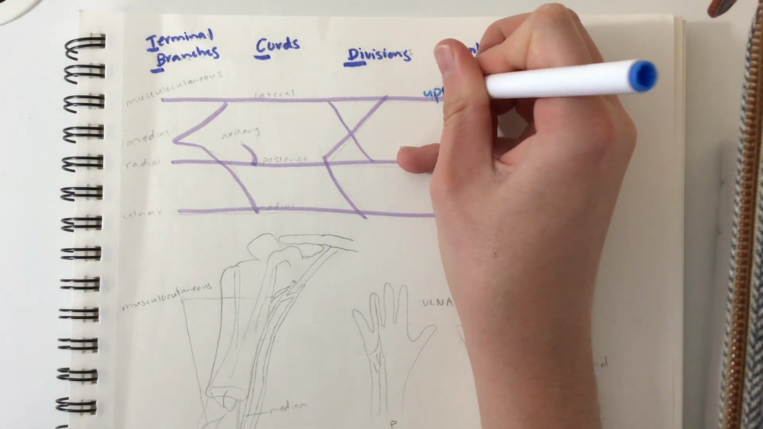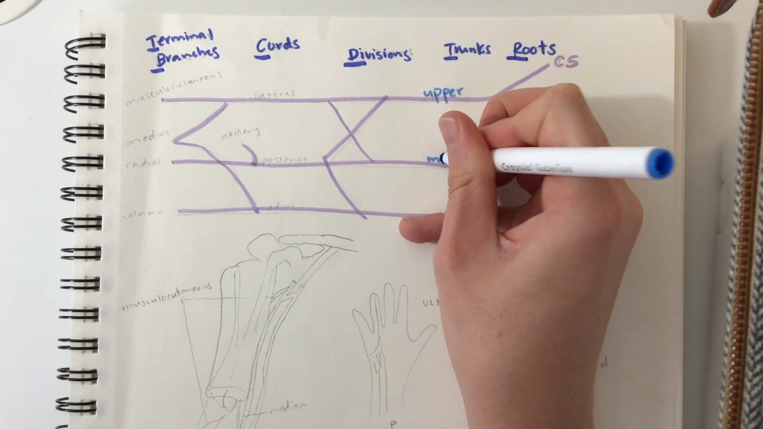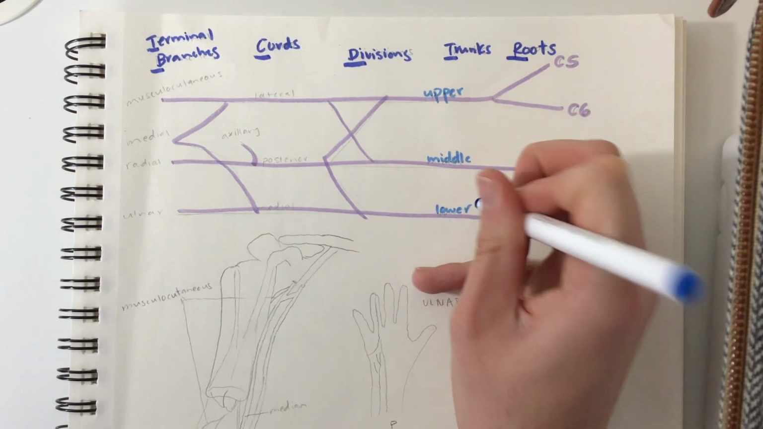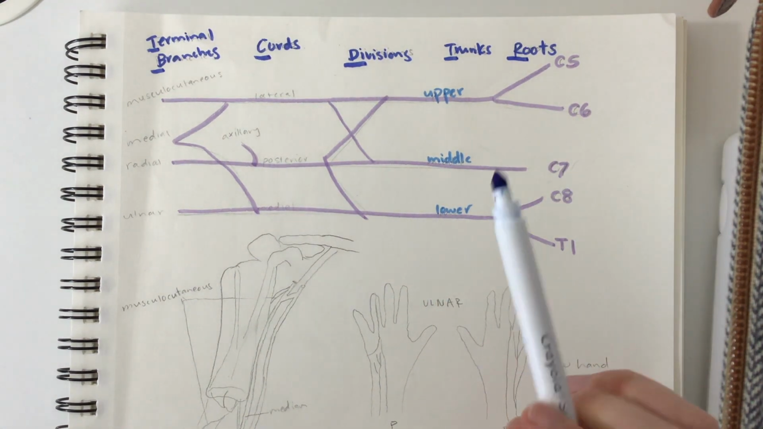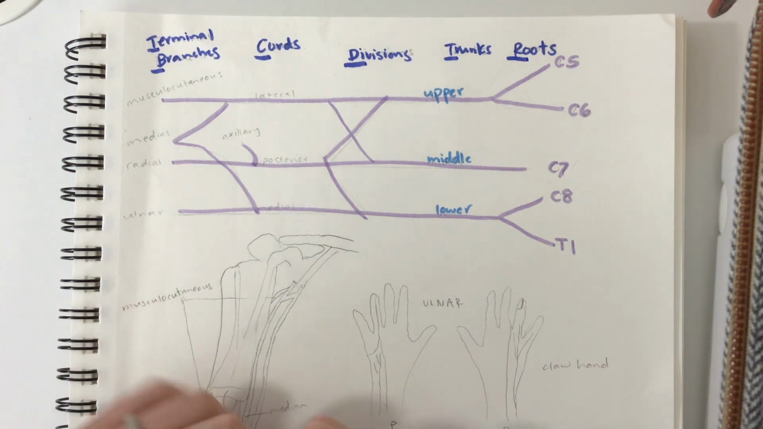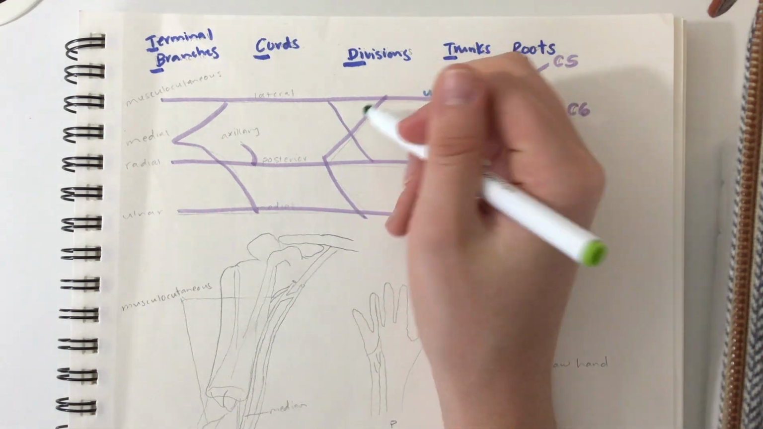So we have the upper branch, the middle branch, and we have the lower branch. And so these nerves run around the subclavian artery, which turns into the axillary artery, which turns into the brachial artery. And so that is the anatomical position that it's referring to when we talk about upper, middle, lower, and then when we get further down to the cords.